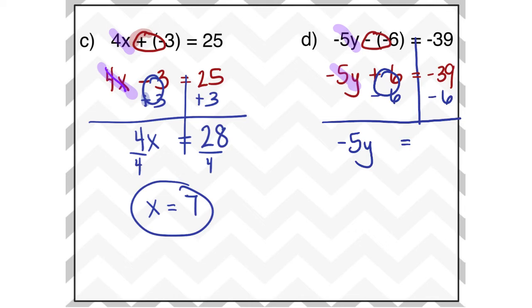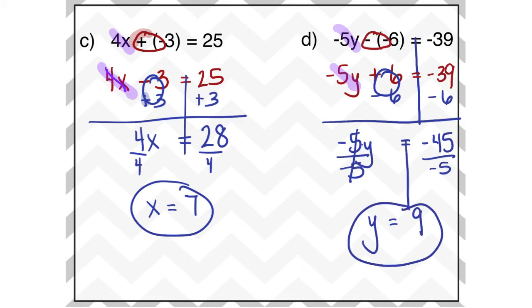Always double check if you're not confident with your integers. That is negative 45. Again, be very careful with negatives. We're now going to separate the negative 5 from the y, and since right now it's being multiplied, we're going to divide by negative 5, divide by negative 5. Our final solution is y equals negative divided by negative, positive 9.